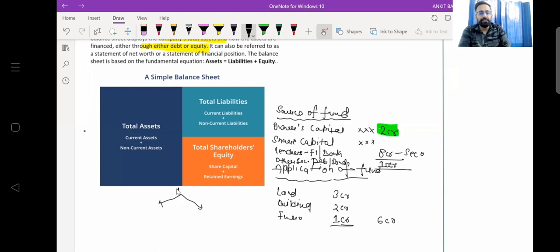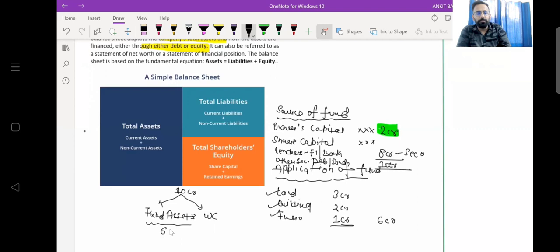So here what business has done, business has raised 10 crore rupees. So with 10 crore, business will buy some fixed assets. Fixed assets are those assets which are used to manufacture the final product for any business, right? So these are fixed assets for the company, right? After that, what will the company do? Company will keep some money for working capital. They will buy raw material. They have to pay salary. So that is the reason they will be keeping some money for their working capital.